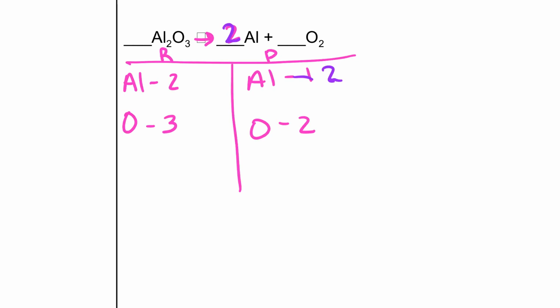So what is the lowest number that 3 and 2 are factors of? And it's 6. So I am going to put a 3 here to make it 6 oxygens on that side. And I need to put a 2 here because 2 times 3 is 6. But then my aluminums get unbalanced. But that's easily fixed by putting a 4 here. So sometimes it goes back and forth and you have to just do trial and error.